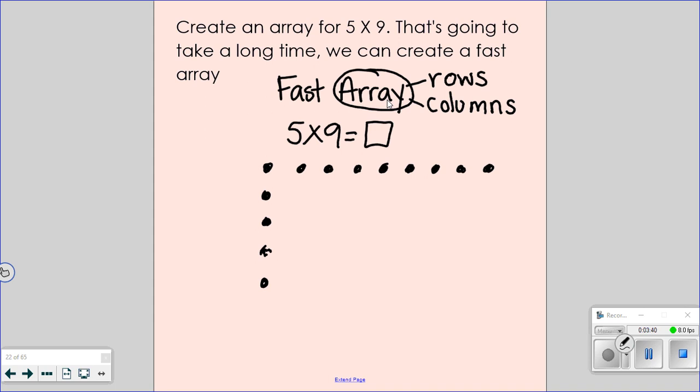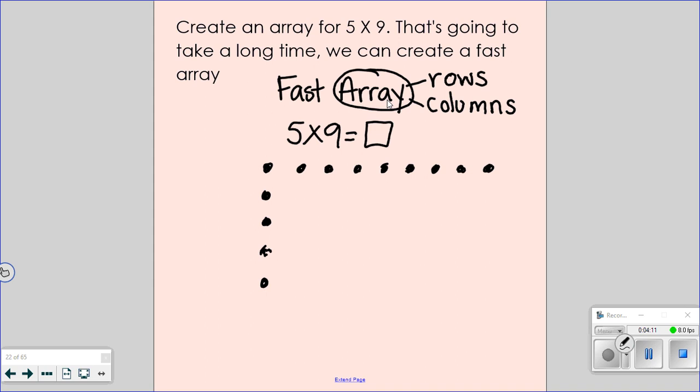Could you still karate chop this? Yes, you could. I might chop here. I might say 5, 10, 15, 20, 25, 30, 35, 40, 45. I'm still able to use my karate chops, even if they're not drawn. It's there. 45.